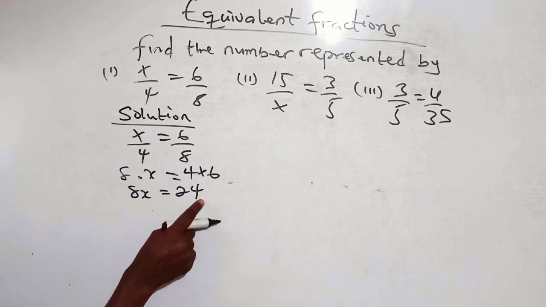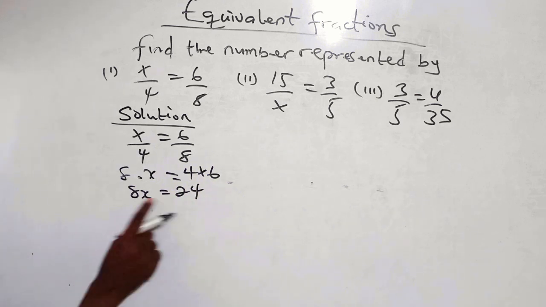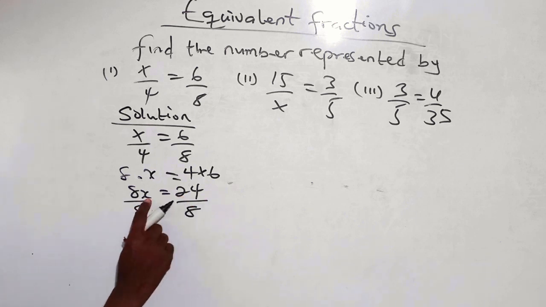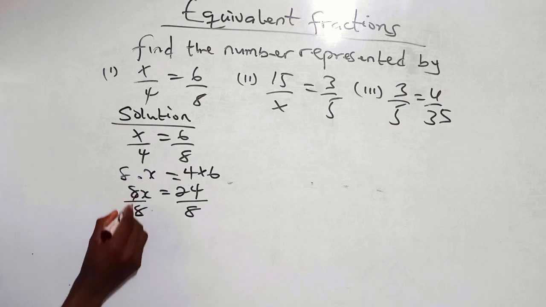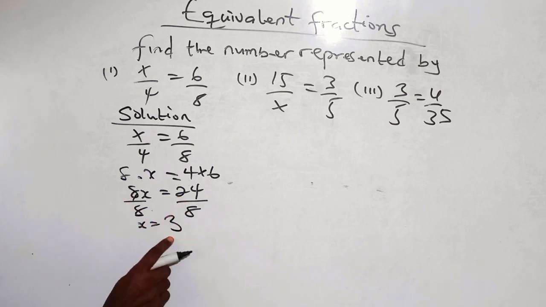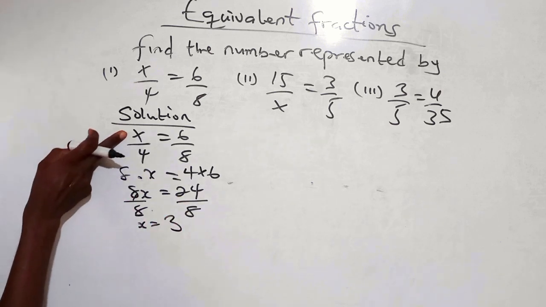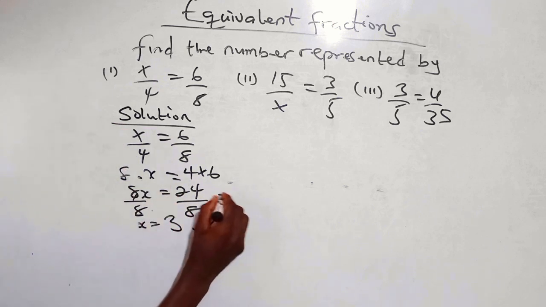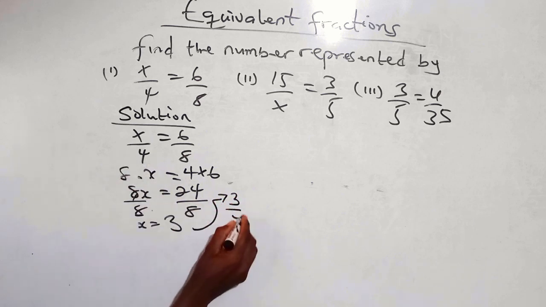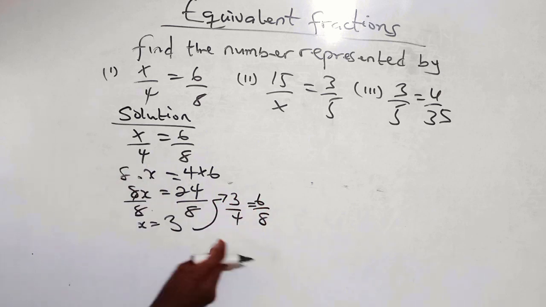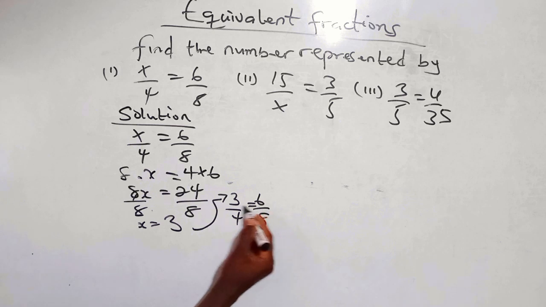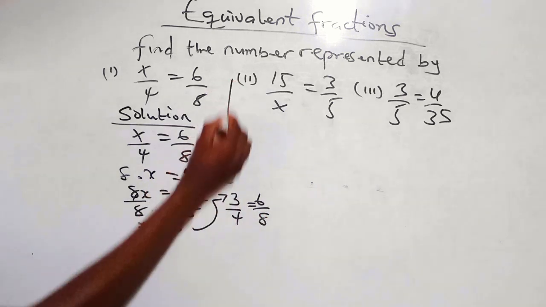8 times what gives us 24? How do you know what you multiply with 8 to give you 24? The easiest way is to divide both sides of the equation by 8. When you do that, x is 3. So x represents 3. When you say 3 over 4 equals 6 over 8, they have different numerators and denominators, but they represent the same value. When you simplify 6 over 8, you have 3 over 4. 2 in 6 is 3, 2 in 8 is 4. That is case 1.